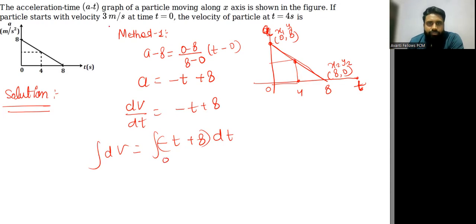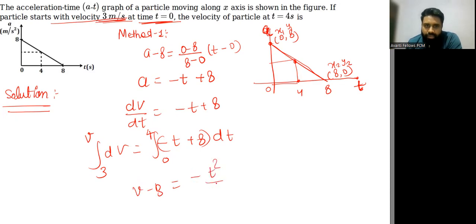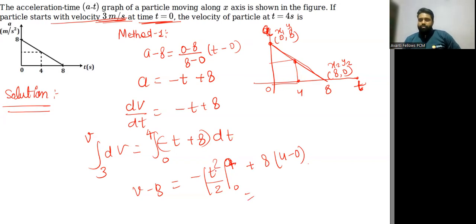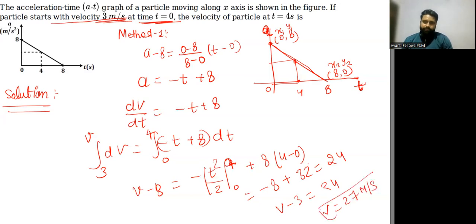Integration of dv. At t equals 0, you can see in the question, the velocity is 3 meter per second. At time 4 seconds, we have to calculate it. Let's say v. So v minus 3 is equal to minus t square by 2, since integration of t dt is t square by 2, limits are 0 to 4, plus 8 times the integration of dt, which is t, with limits 0 to 4. Putting the limits, you will have 4 square by 2 minus 0 square by 2. 4 square by 2 becomes 8, so minus 8 plus 32, so you will have 24. V minus 3 is equal to 24. So V you have as 27 meter per second.